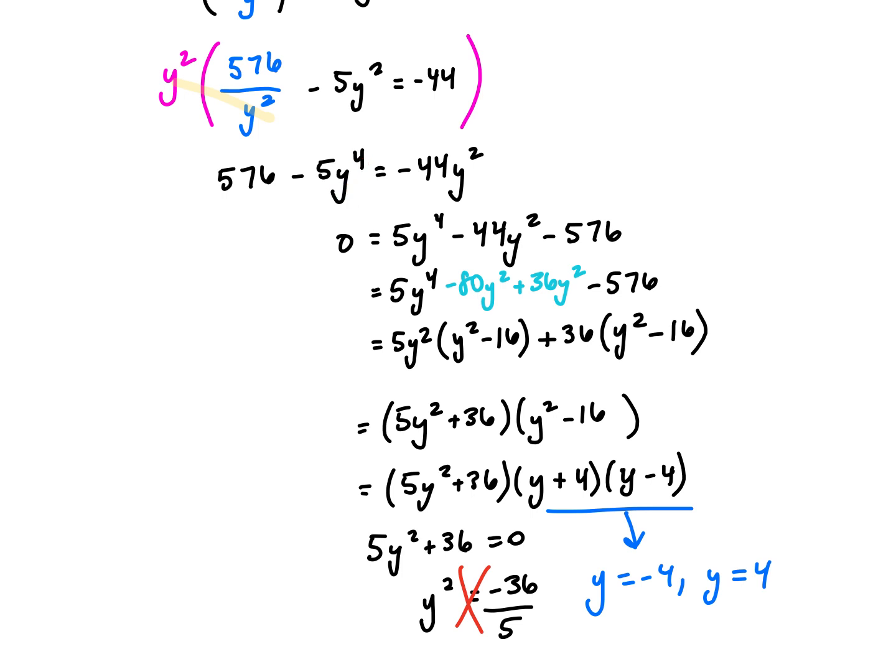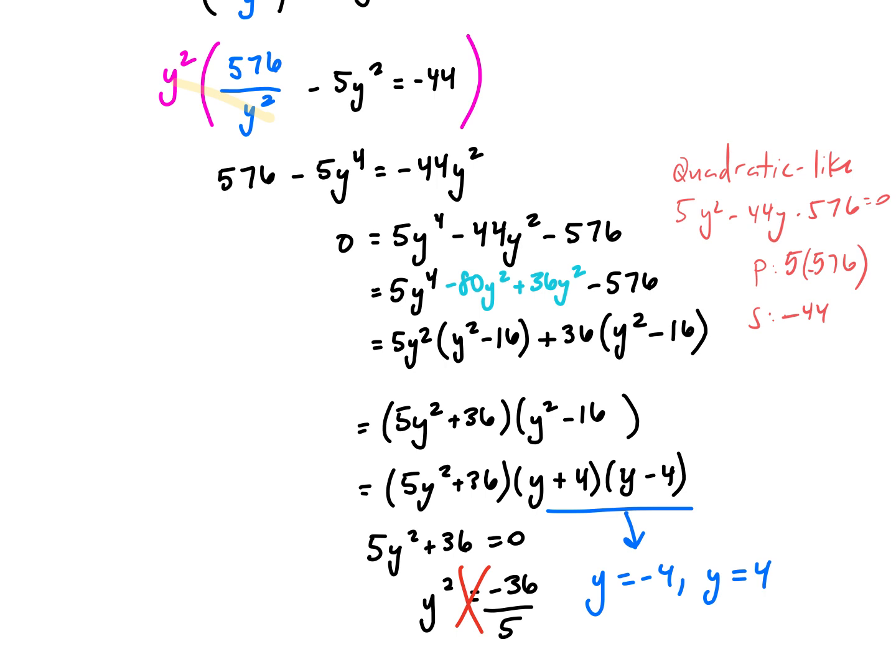Well, let's bring everything over to the right-hand side to keep that coefficient positive, okay? So it looks like this. So this is what we call quadratic-like. It's almost like 5y squared minus 44y minus 576 equals 0, right? So we can still think, all right, let's see if we can factor this. Two numbers whose product is 5 times negative 576 and whose sum is negative 44, okay?